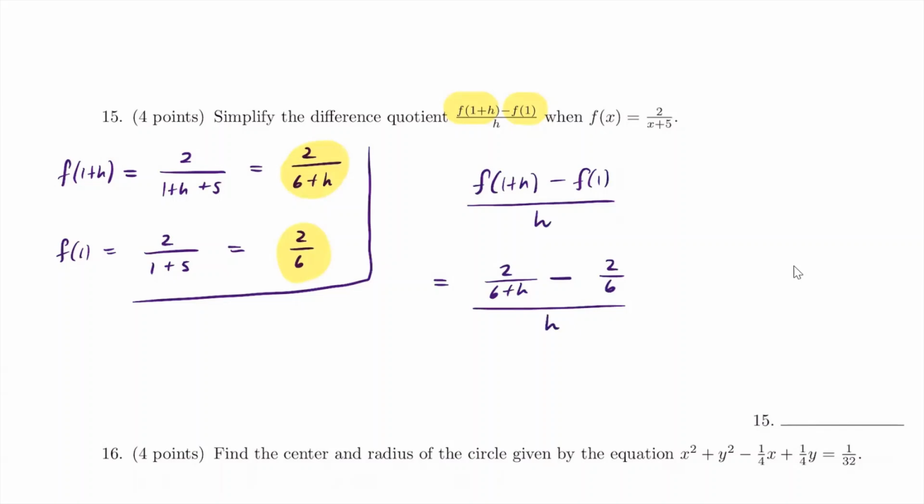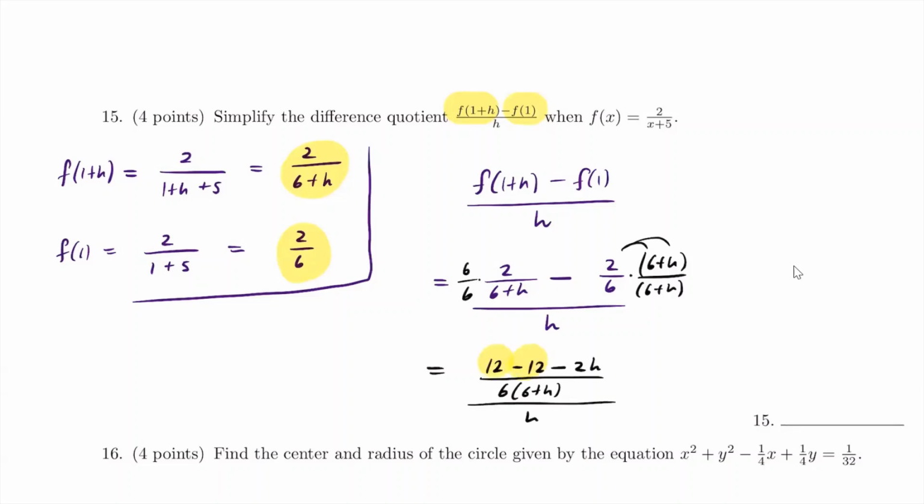So now let's put the top into a common denominator. Multiply this by 6 plus h over 6 plus h, and this with 6 over 6. So the top now becomes 12 minus, and then here I can distribute that negative 2 out. So that would be negative 12 minus 2h all over the same denominator, 6 times 6 plus h, divided by h. And then I can combine the top. So on top, these guys cancel out. So you are left with negative 2h over 6 times 6 plus h.